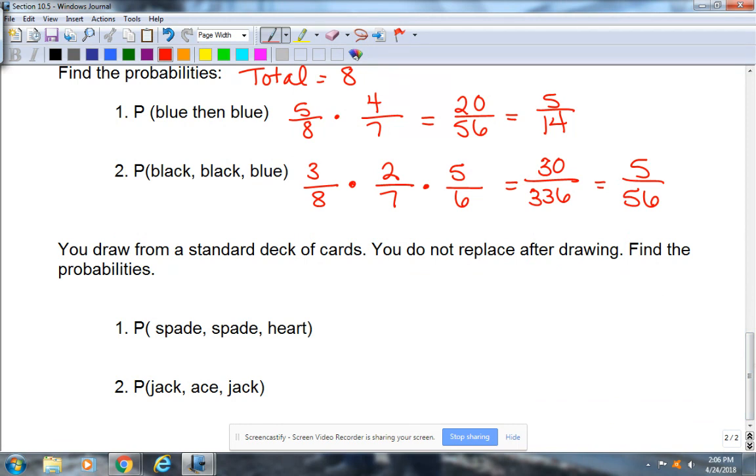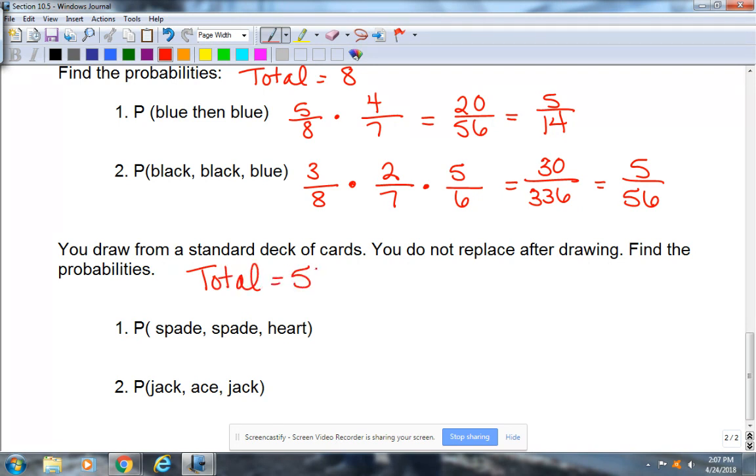All right, back to our decks of cards. We've talked about them for a few days now. We got 52 in a deck, 4 different suits. There's 13 per suit. Okay, it says we're drawing from a deck of cards. We do not replace them after we're drawing. Find the probabilities. How many total cards are in a deck of cards? 52. If you don't have that written somewhere in your notes, you might want to have that handy where you can see it. There's 52 total cards in a deck of cards.